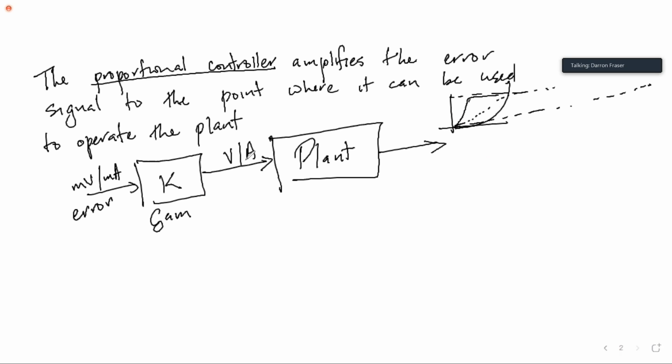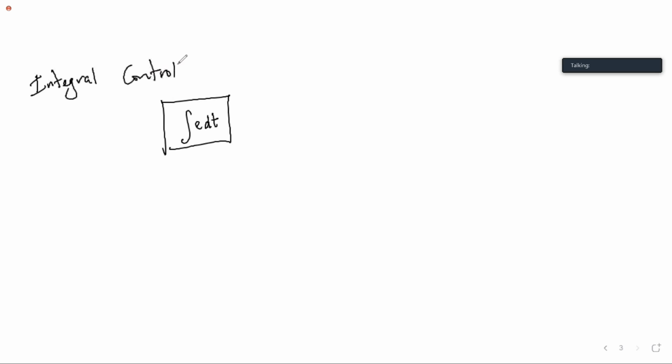All right. So that's the proportional controller. So let's talk about the integral controller. And once again, I am saying to you that we're talking layman's terms. So the integral controller integrates the error.